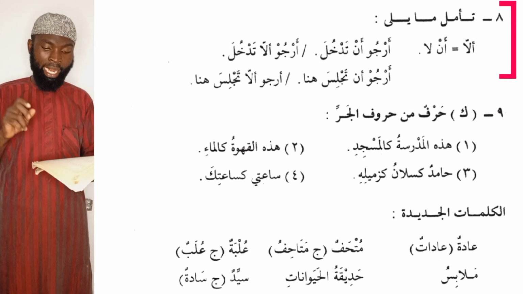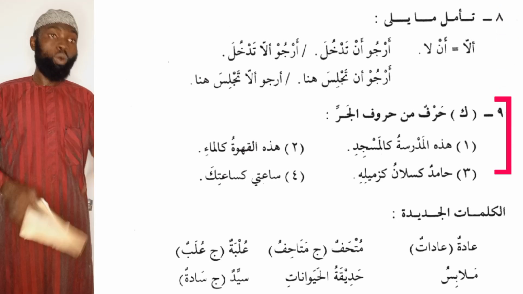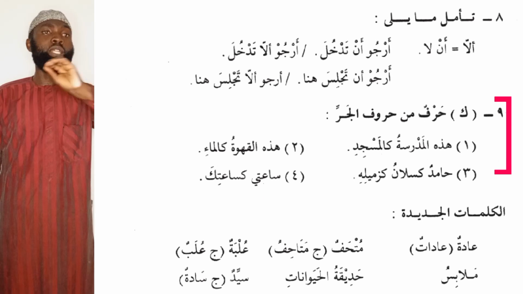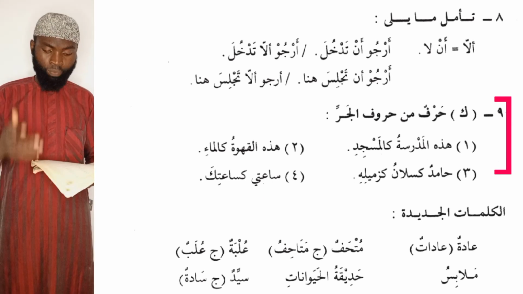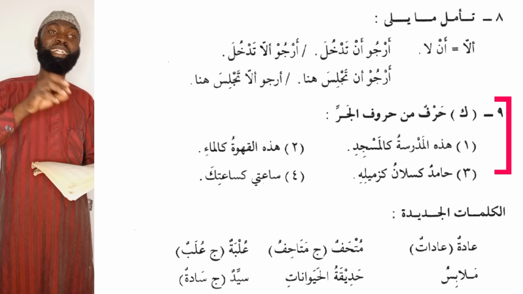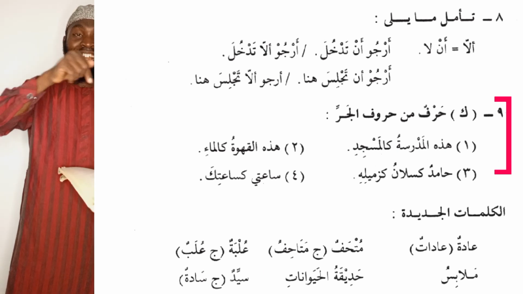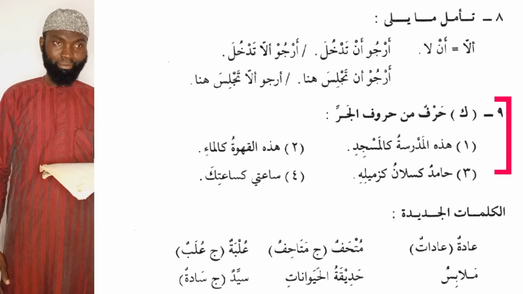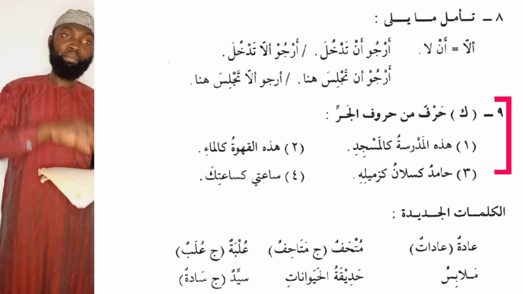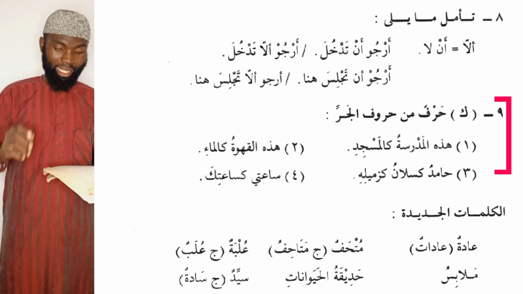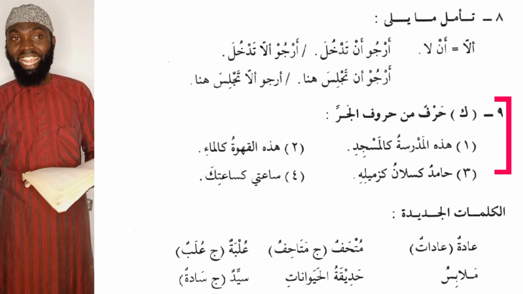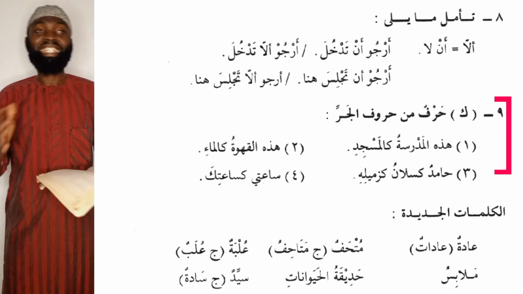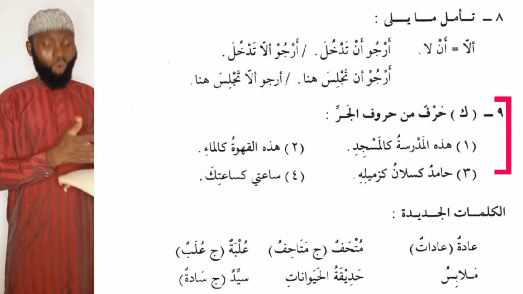So the word ka here, harufun min huruf al-jar. When you hear ka, it is a particle among the particles, among the prepositions. This preposition, what does it do? Hadhihi al-madrasatu kal-masjid. You say this school is like the mosque, kal-masjidi. Hadhihi al-qahwatu kal-ma. This coffee is like water. Hamidun kaslanu kazemili. Hamid is lazy like his partner. Sa'ati kasa'ati. My watch is like your watch.